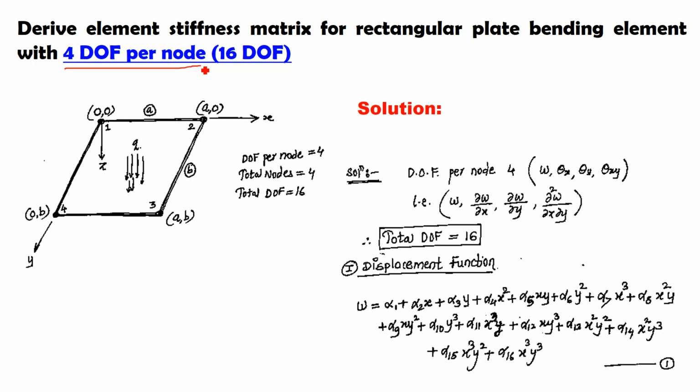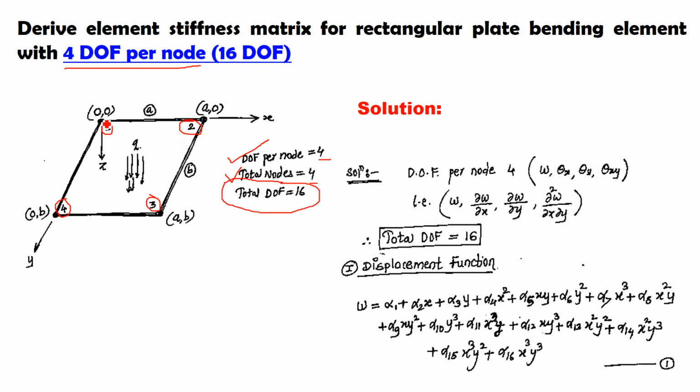4 DOF per node. So this is the rectangular plate bending element we are considering for the derivation of stiffness matrix. So there are 4 nodes, node number 1, 2, 3 and 4. Now since degrees of freedom per node are 4 and total nodes are 4, total degrees of freedom becomes 16.